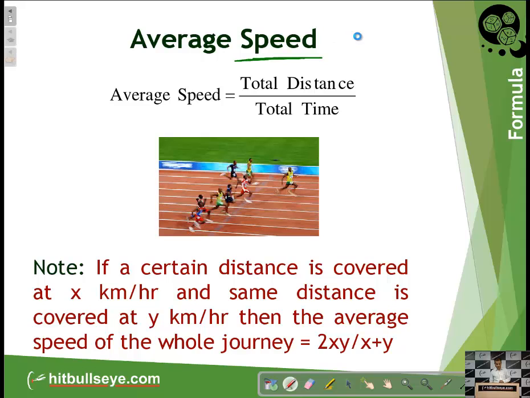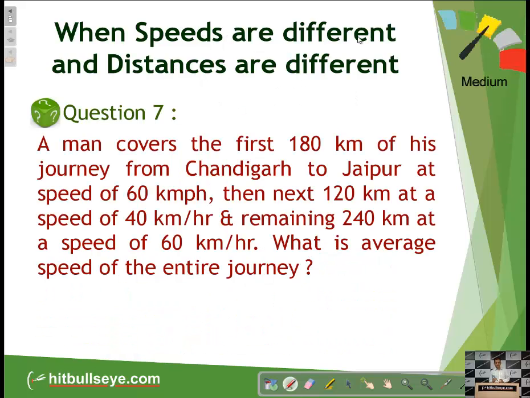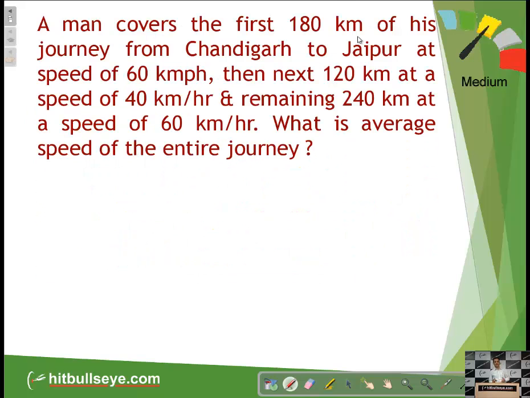Now come to the question. When speeds are different and distances are different. Now students, just go through the question. A man covers the first 180 km of his journey from Chandigarh to Jaipur at a speed of 60 km per hour, then next 120 km at a speed of 40 km per hour, and remaining 240 km at a speed of 60 km per hour. What is average speed of the entire journey?